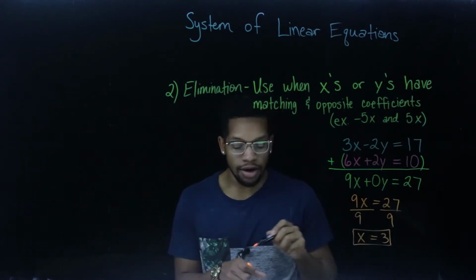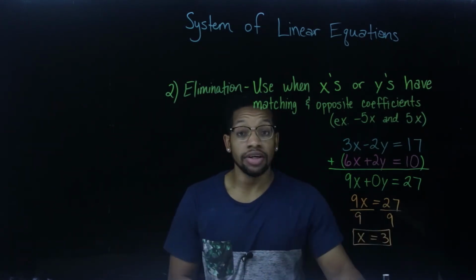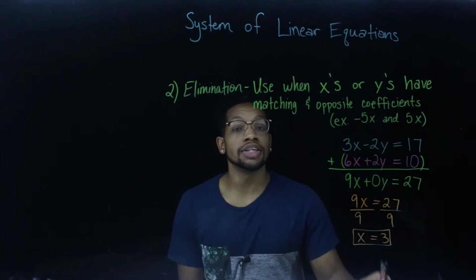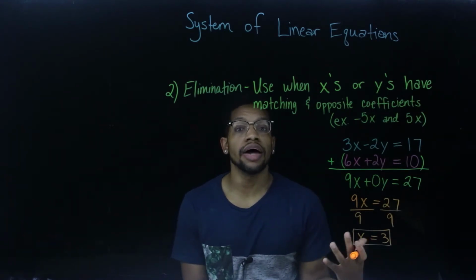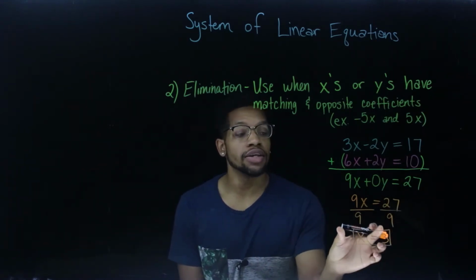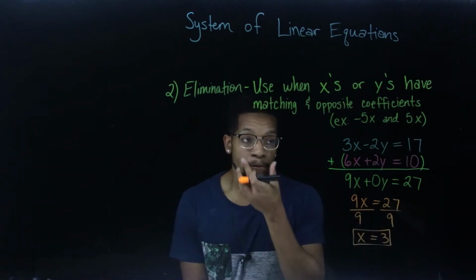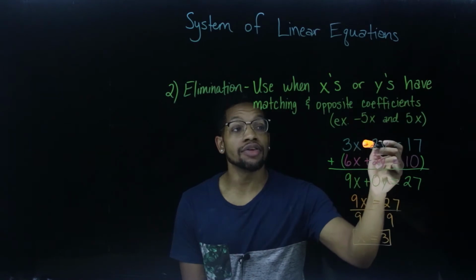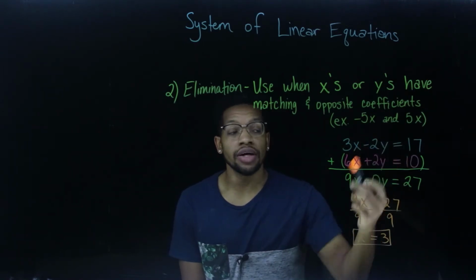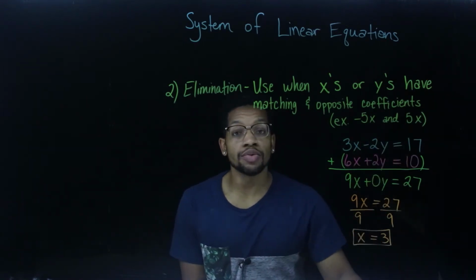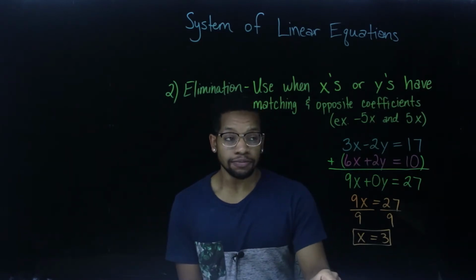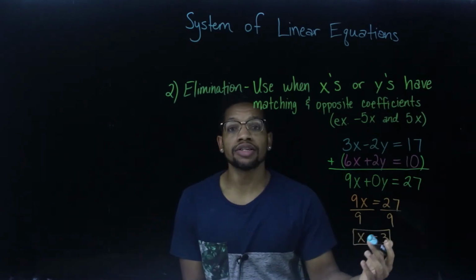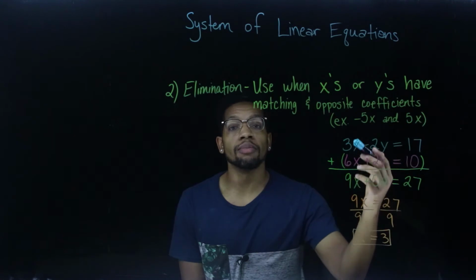Now, a lot of people are going to want to be done, but remember, a system of equations is when you're trying to find an x and a y. So when you find the x, you're halfway there. The way you solve for the y is you can plug your x into either the first equation or the second equation. It doesn't matter which one you do, because whatever x and y combination is the solution, it's going to work for both equations.